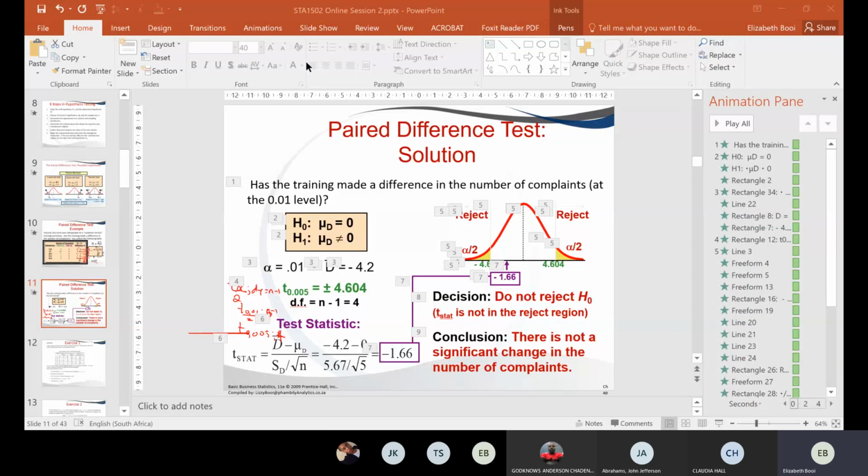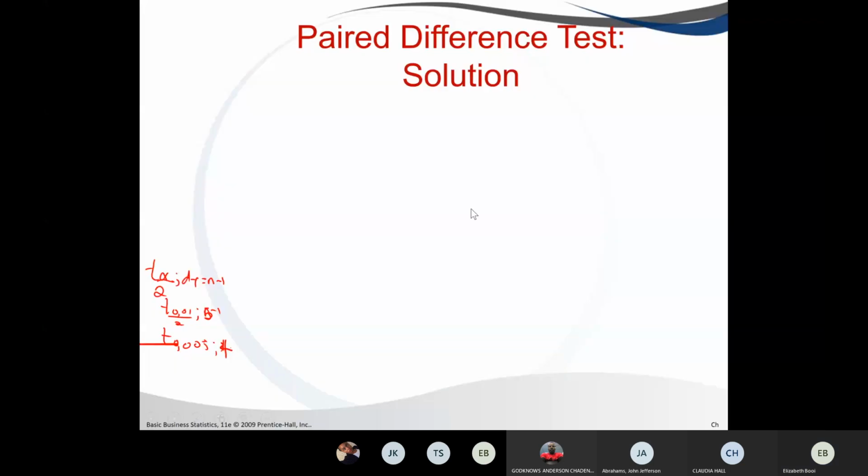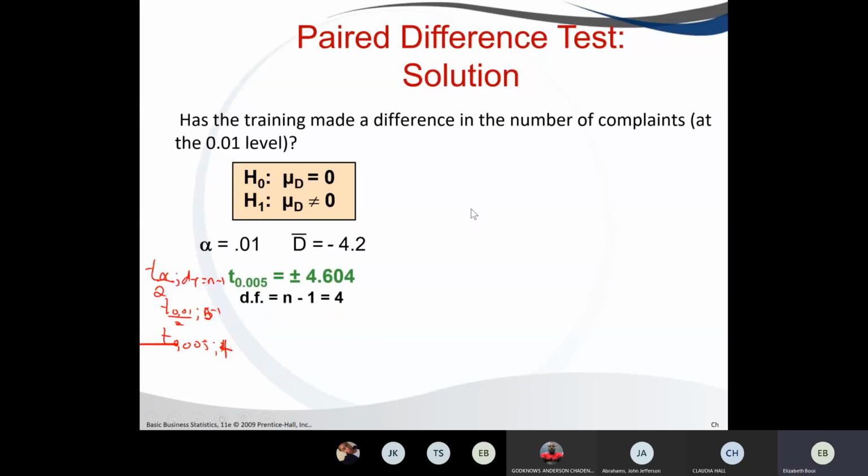We used this on Monday as well. So you come here, you look for T 0.005 at the top, which is the last row, and you look for the degrees of freedom of 4, and where they both meet, which is 4.604, that's how you find the critical value. The critical value is 4.604. And once you have the critical value, you are able to place the rejection areas on the graph. It's easier when it's visual.